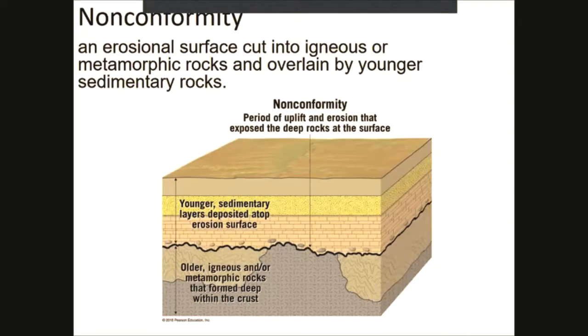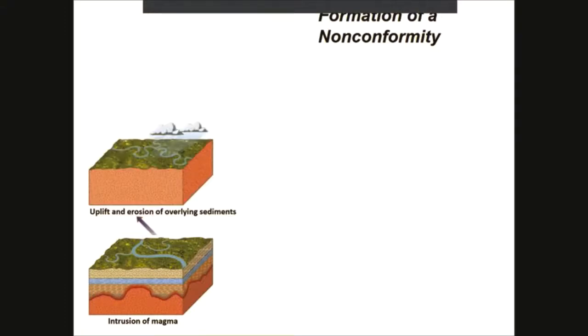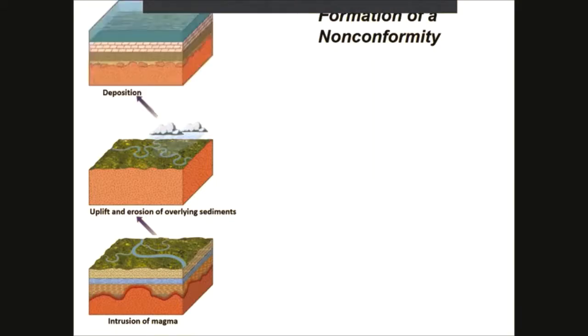Our last unconformity is a nonconformity. A nonconformity is an erosional surface in igneous or metamorphic rock that's overlain by younger sedimentary rocks. So how does a nonconformity form? Well, first, the igneous or metamorphic rock has to form. So here there's an igneous intrusion. Then there's uplift and weathering and erosion, removing all the overlying sedimentary rock, and the igneous rock is weathered as well, forming an erosional surface. And then later in time, it becomes a depositional environment again, and sediments are deposited on top of the erosional surface in the igneous or metamorphic rock, forming the nonconformity.